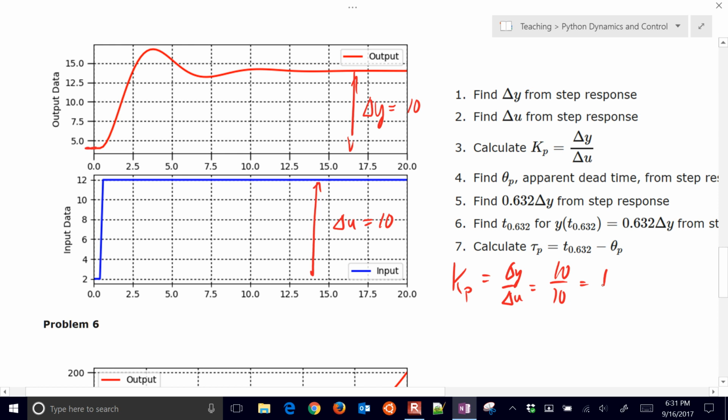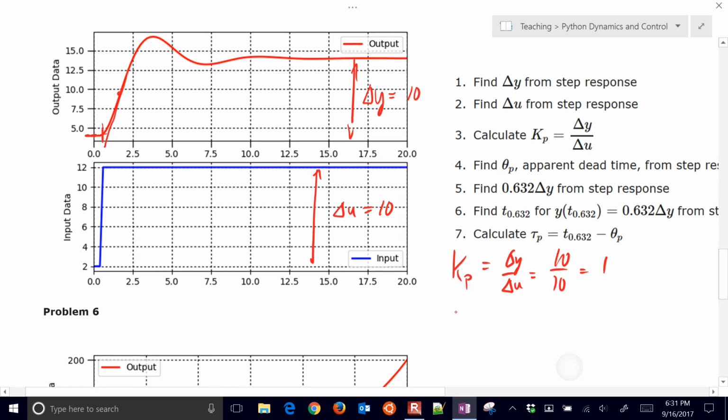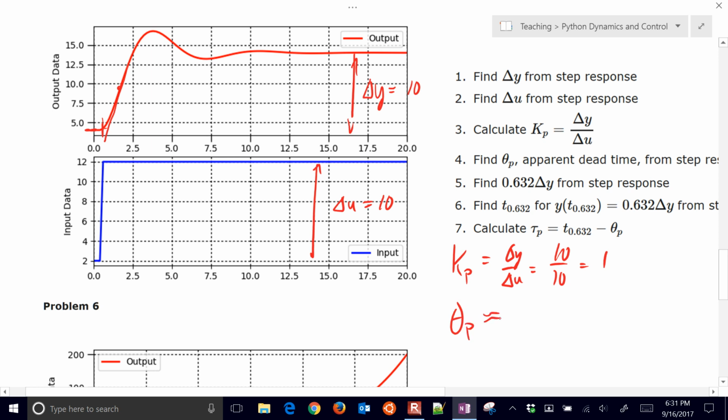Now, boy, this system is a little bit tricky. I'm just looking at where this intersects, theta p. You know, I'm going to say it's fairly negligible. If anything, it's approximately 0, or you could say maybe 0.1 second, something like that. All right, and then the time constant, how long it took to get about 63% of the way there, that's going to be about 2 seconds or so. It's kind of hard to see on this one.